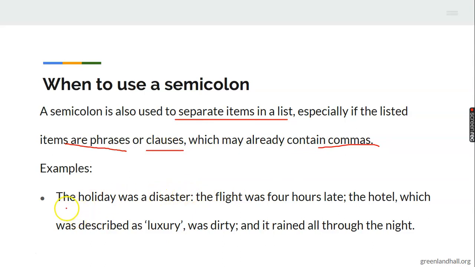Look at this example. The holiday was a disaster: we have our colon introducing the list. Don't forget that. The flight was 4 hours late; you can see our semicolon now. The hotel, which was described as luxury, was dirty; semicolon again. And it rained all through the night. So you can see the colon is introducing the list, while the semicolon is separating the items in the list. And that's because the items listed already contain commas or phrases and clauses. I hope you understand this.